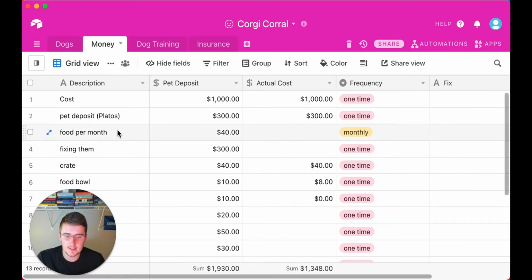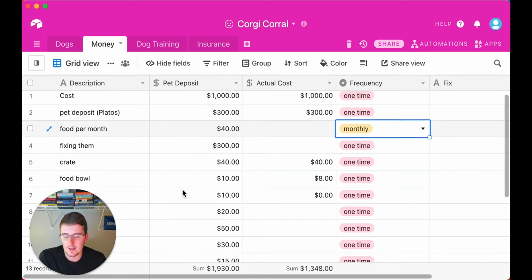So the money table is basically just looking at what are all the costs that we're going to have with the Corgi. That way we can budget it over the last few months and then the next few months. That way it's not all a one-time cost, as well as evaluating what's a monthly cost. You can see some of these are one-time versus monthly. So obviously we only are getting one dog, so it's just a one-time cost.